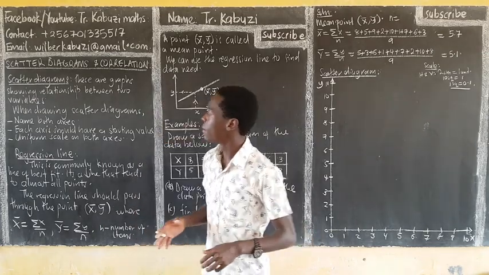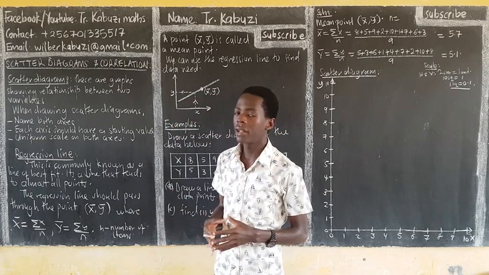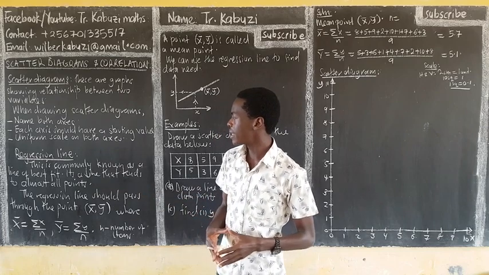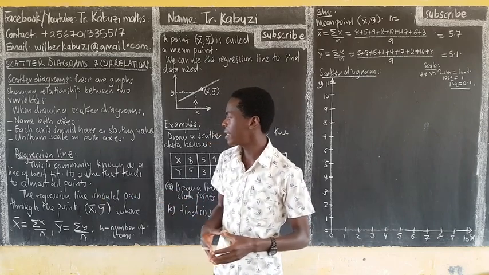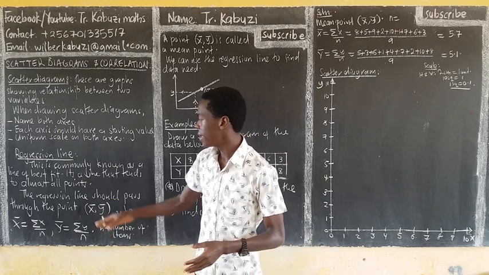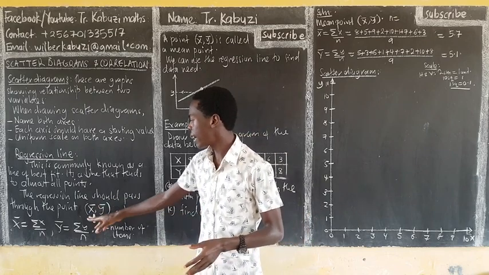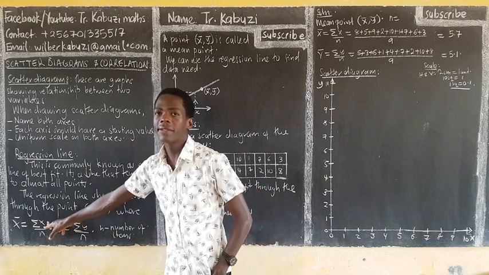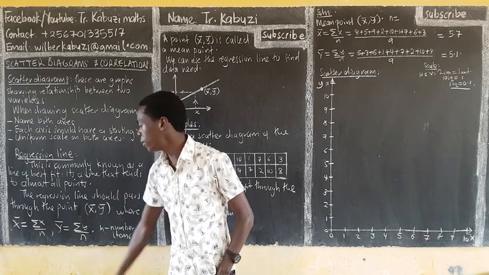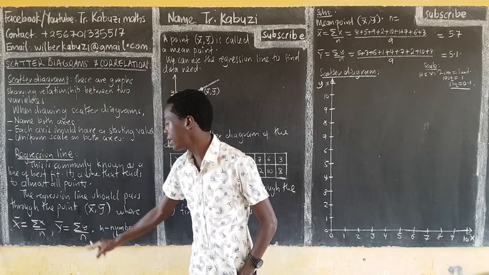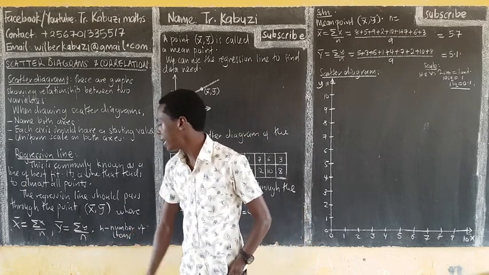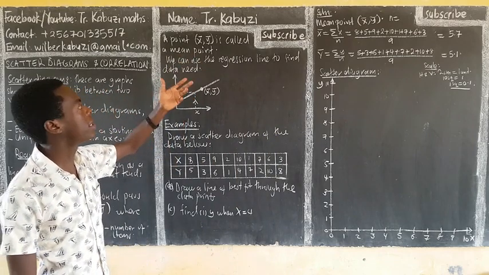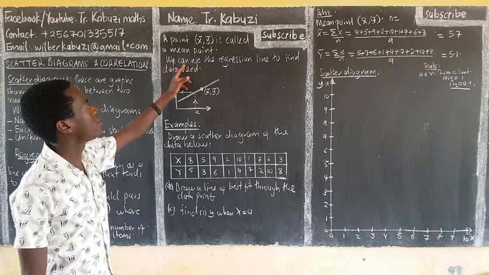We're also going to see the regression line, commonly known as the line of best fit. It's a line that goes through almost all points. The regression line should pass through the point (x bar, y bar), where x bar is given by the sum of all x values over the number of those values, and y bar is given by the sum of all the y values over their number.